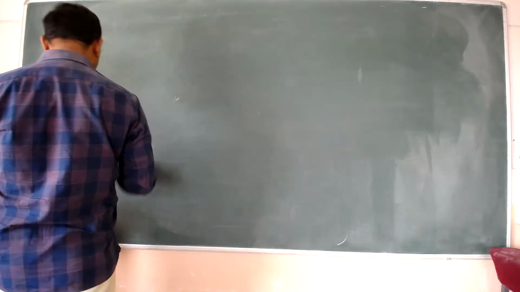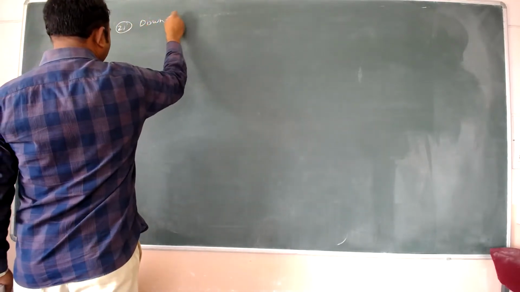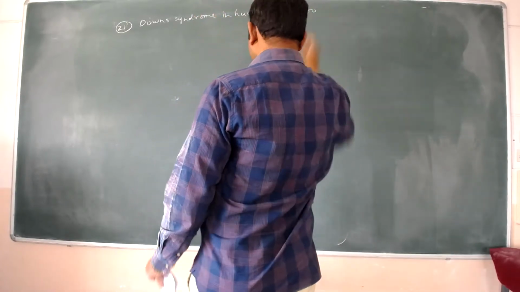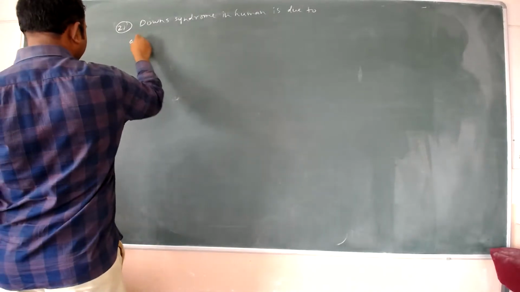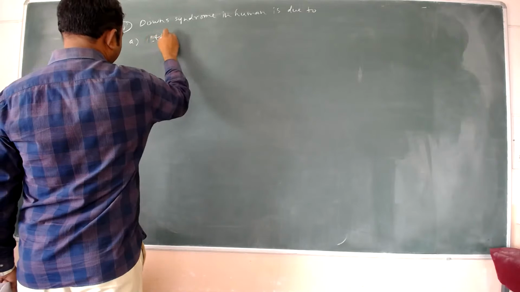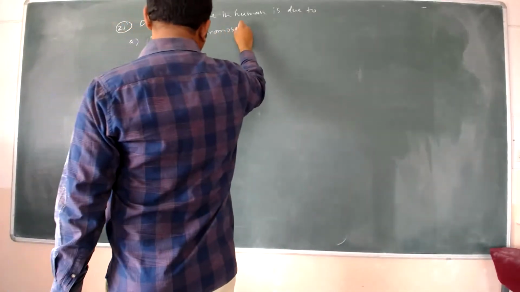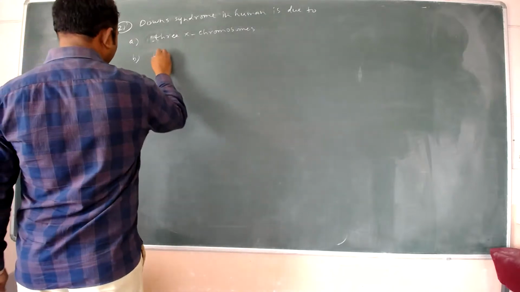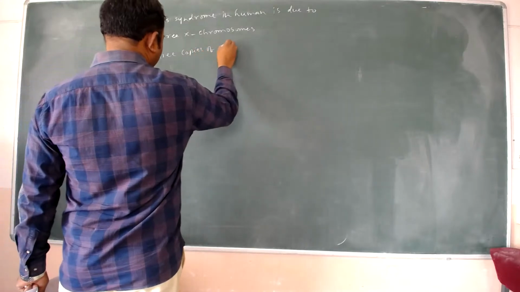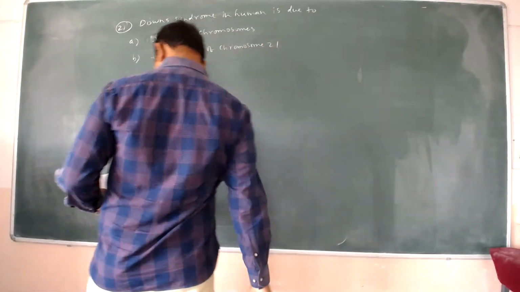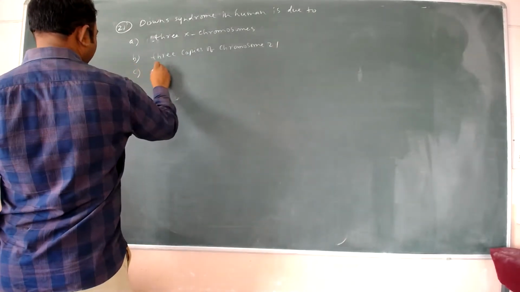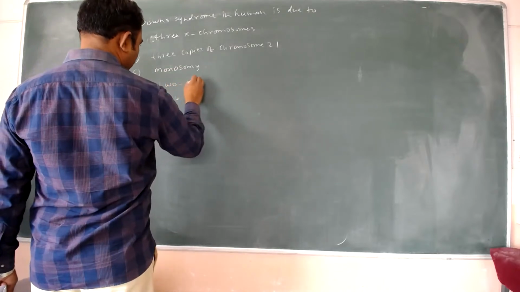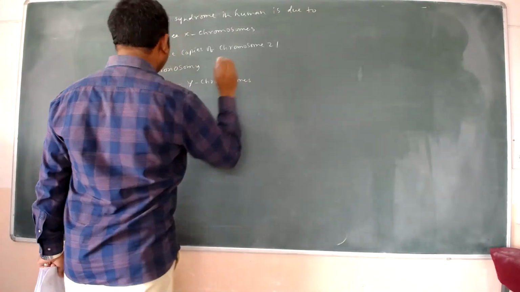Down syndrome in humans is due to: three X chromosomes, three copies of chromosome 21, monosomy, or two Y chromosomes. You see Down syndrome.